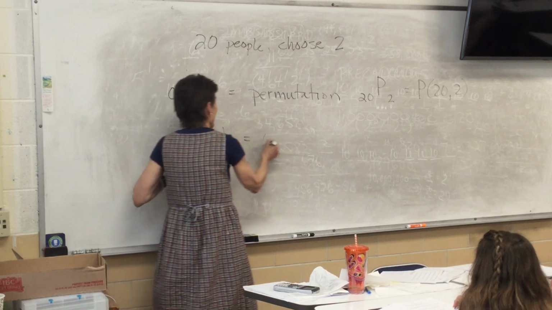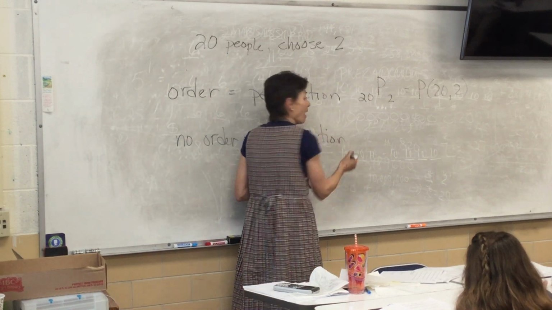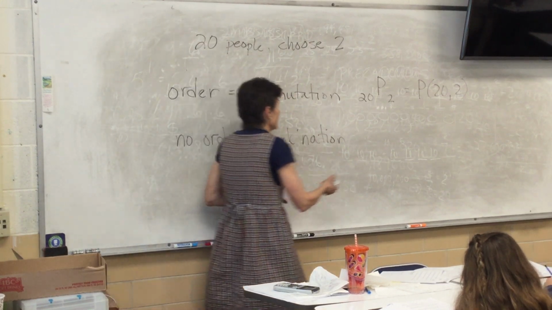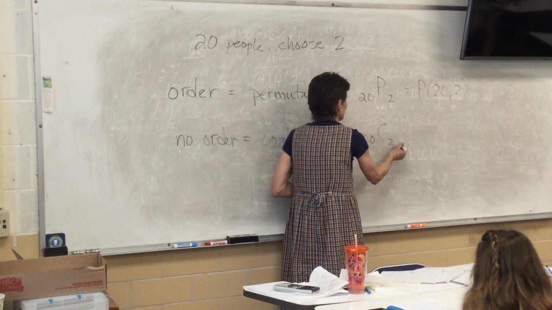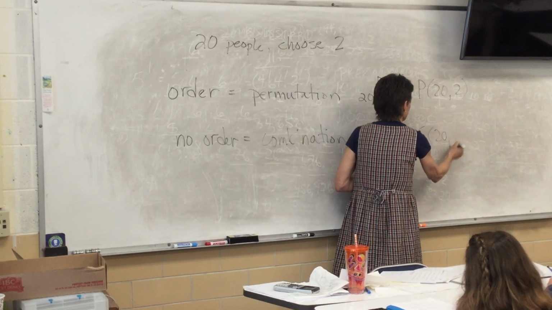If order doesn't matter, it's called a combination. You just want a combination of those people. Any combination. And that's 20C2, or written like this.